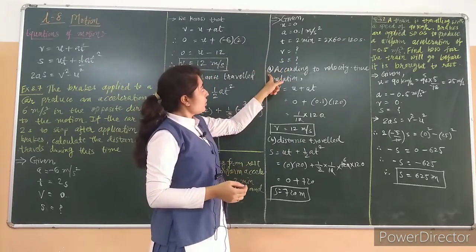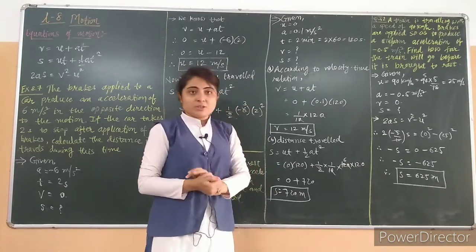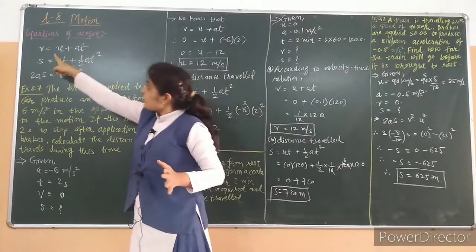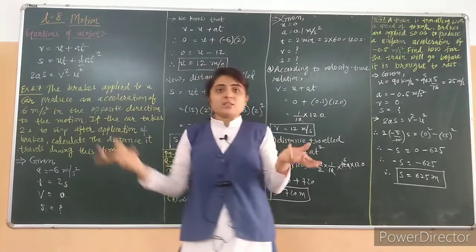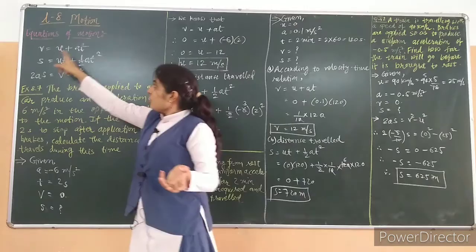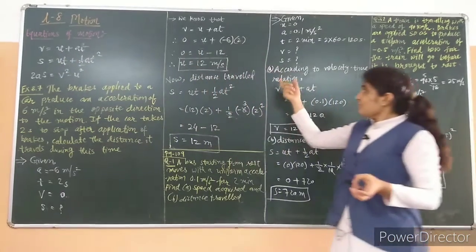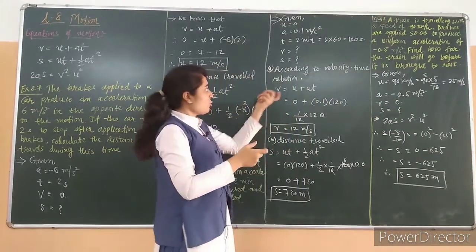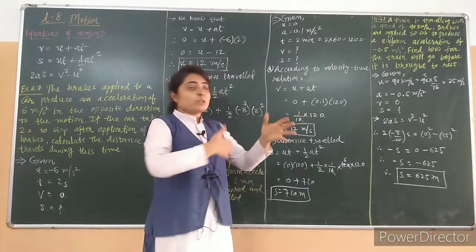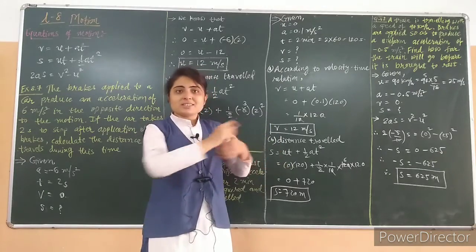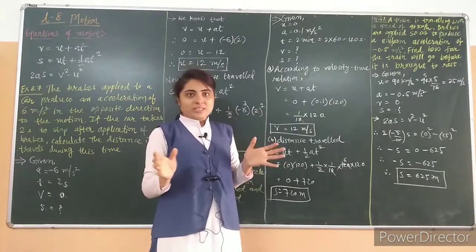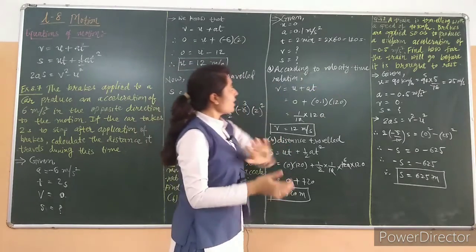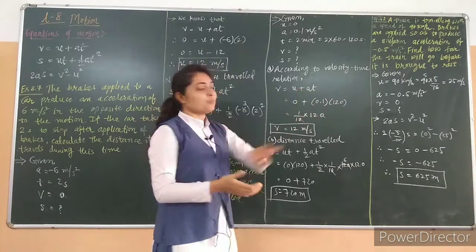First one. According to the velocity time relation, we are using the equation. First equation we can use is v is equal to u plus at, that is for the final velocity v. That relation is the velocity time relation. You can use this kind of words, according to the equations of motion, according to the velocity time relation. This kind of sentences you can use in between. That will be a good representation. So according to the velocity time relation, v is equal to u plus at.